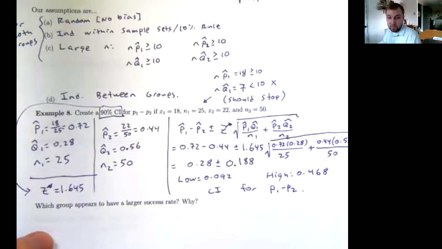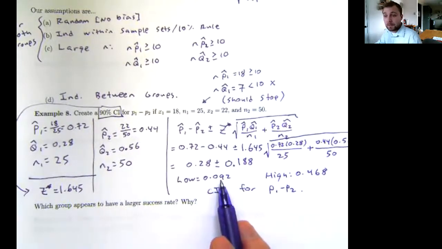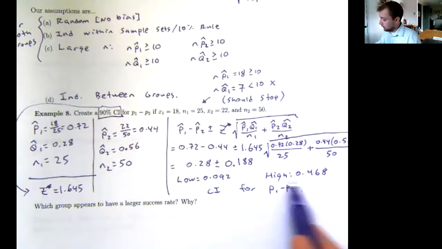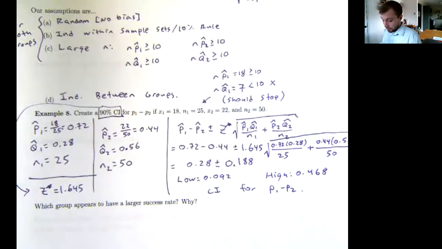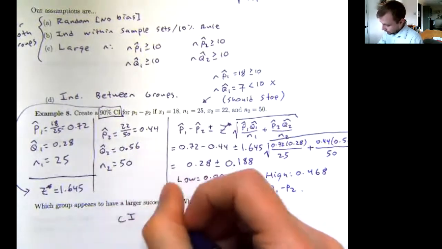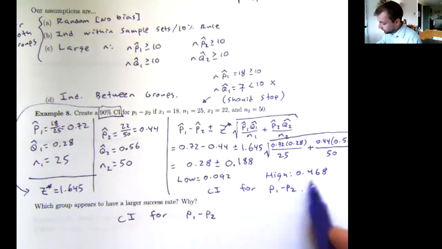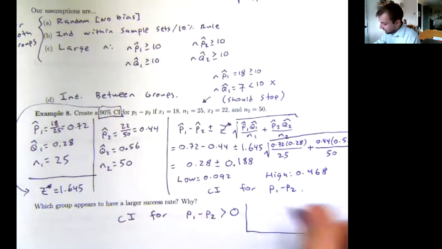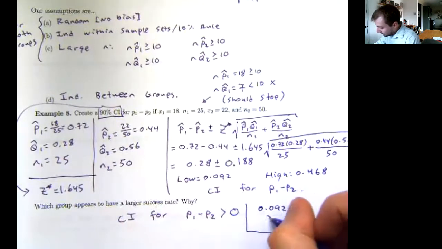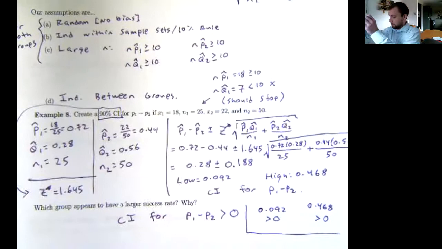So which group is bigger? Well, let's look at the signs of the numbers. 9.2%, is that positive or negative? What about 46.8%? Is that positive or negative? You may have noticed your confidence interval for P1 minus P2, both of these numbers were greater than 0. My low value of 9% is a positive number, and my high value of 46.8% is a positive number.